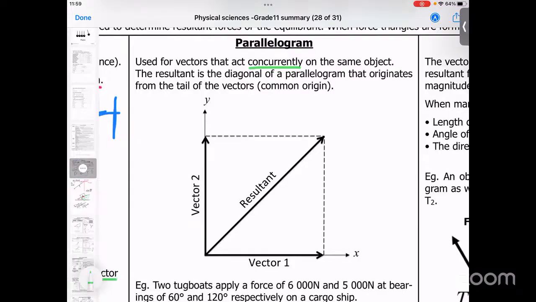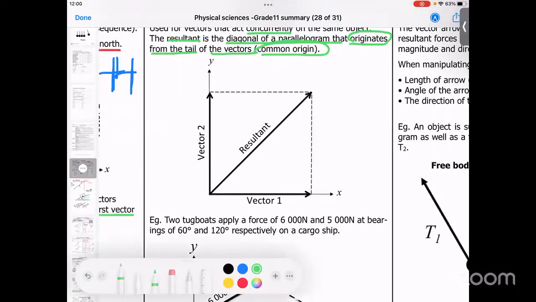Remember the parallelogram. If you don't know what a parallelogram is, then we'll say the resultant is the diagonal of a parallelogram that originates, most importantly, from the tail of the vectors. That is the common origin. I think this one is straightforward, honorable member.